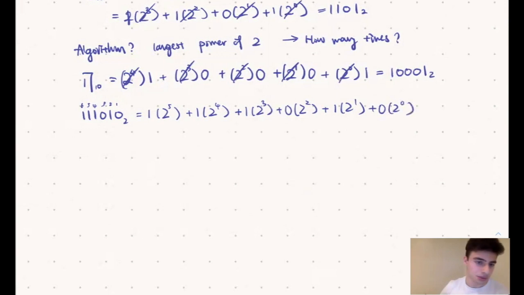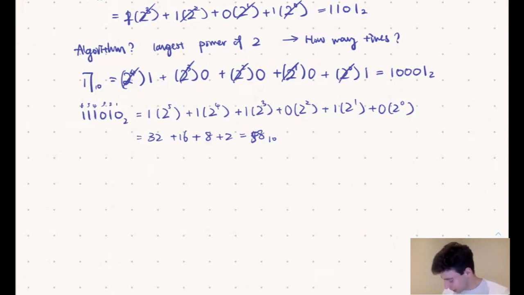And now using decimal arithmetic, we can just compute this as 32 plus 16 plus 8 plus 2, which is going to equal 40 plus 18, or 58 in base 10.